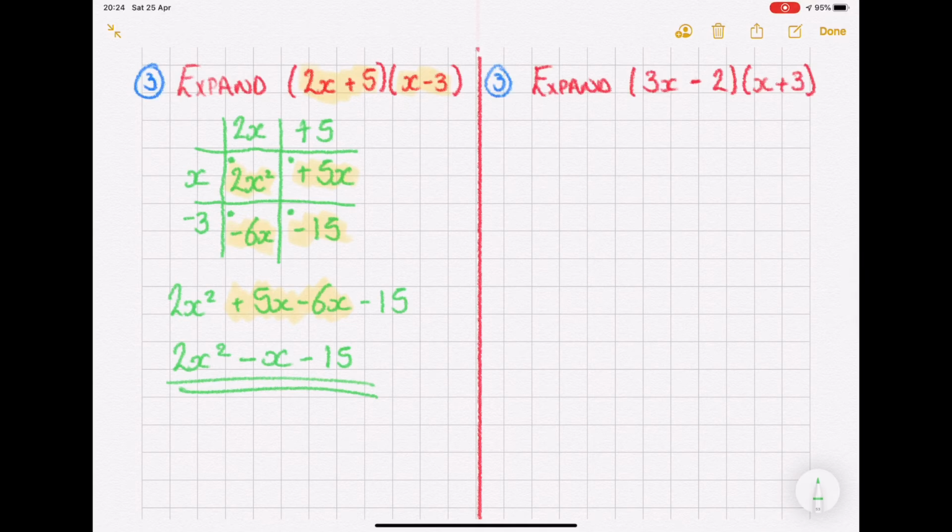So, pause the video here, copy out the working for this left-hand example, then have a go at doing the right-hand example by yourself and play the video once you're done.